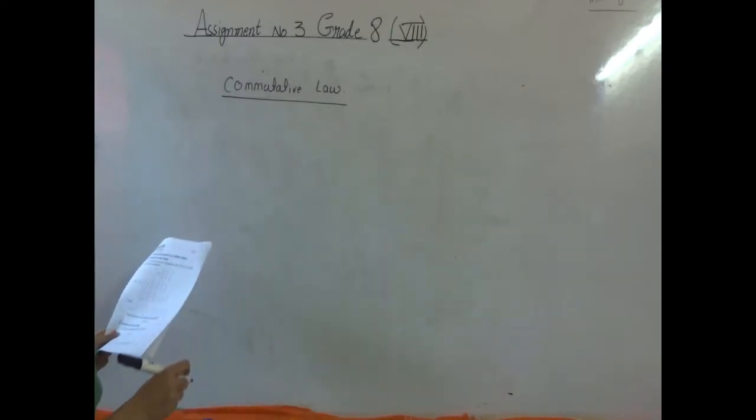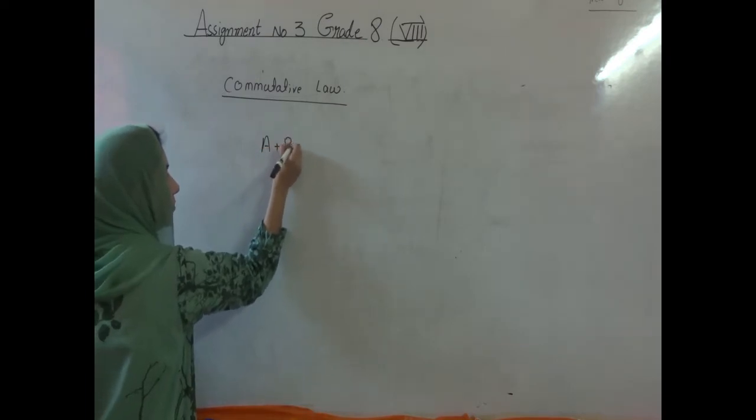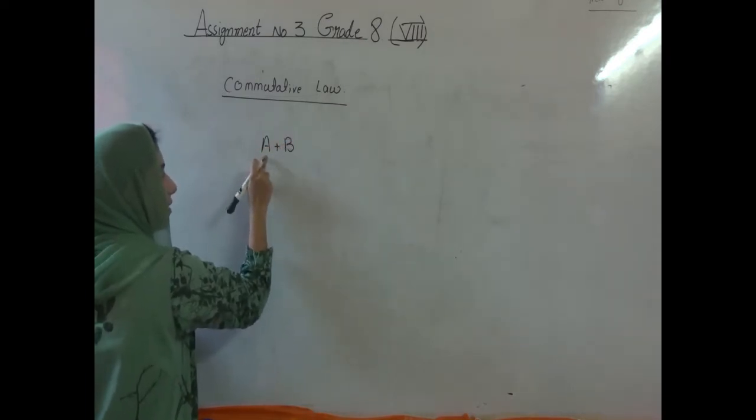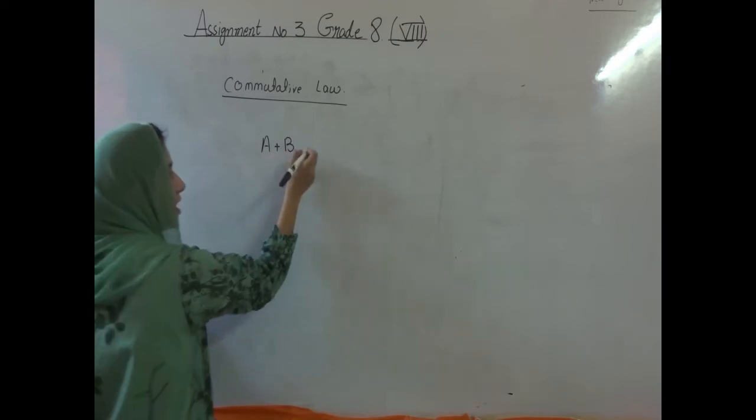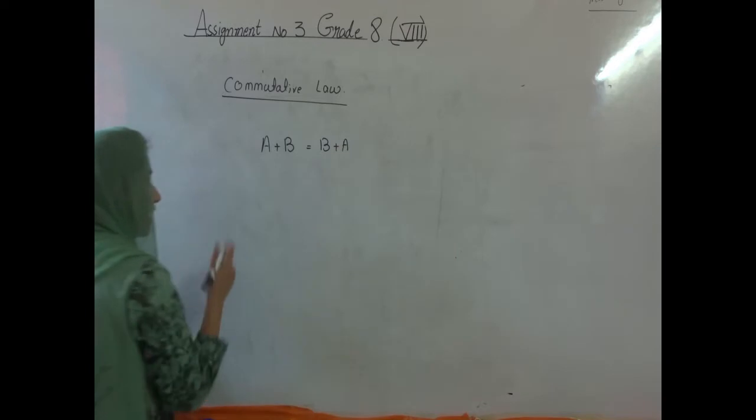Okay beta, the commutative law is that when we add matrix A and matrix B, the answer will be the same as when we add B plus A. So we can prove this one.